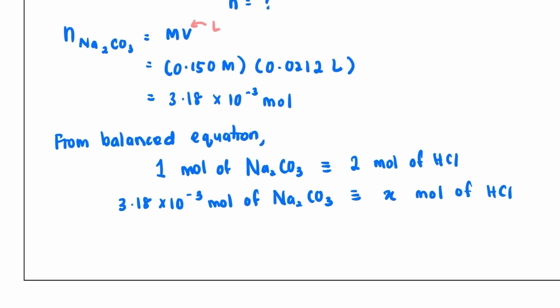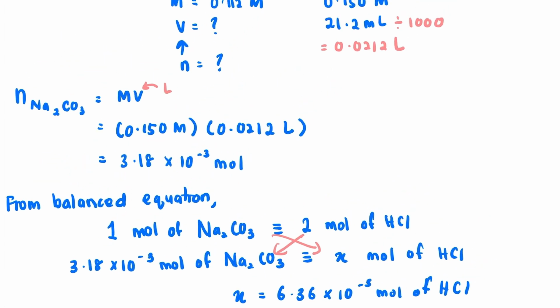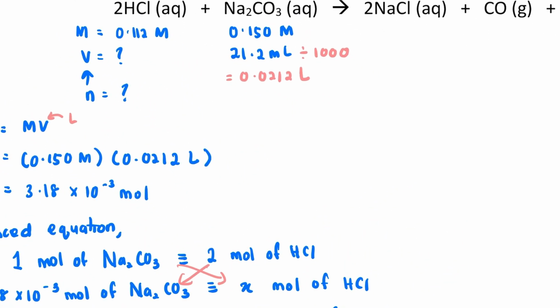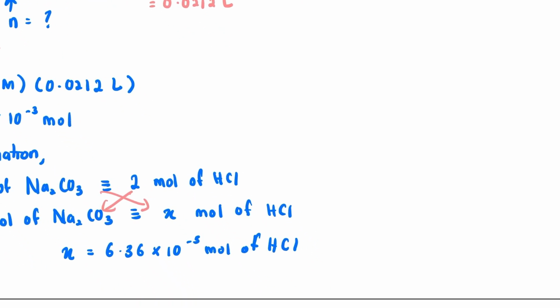So macam biasa darab silang. Saya dapat x equal to 6.36 × 10⁻³ mole of HCl. So maksudnya 3.18 × 10⁻³ mole of sodium carbonate ni akan react dengan 6.36 × 10⁻³ mole of HCl. Okay, so mole of HCl dah ada. Next kita cari dia punya volume lah.